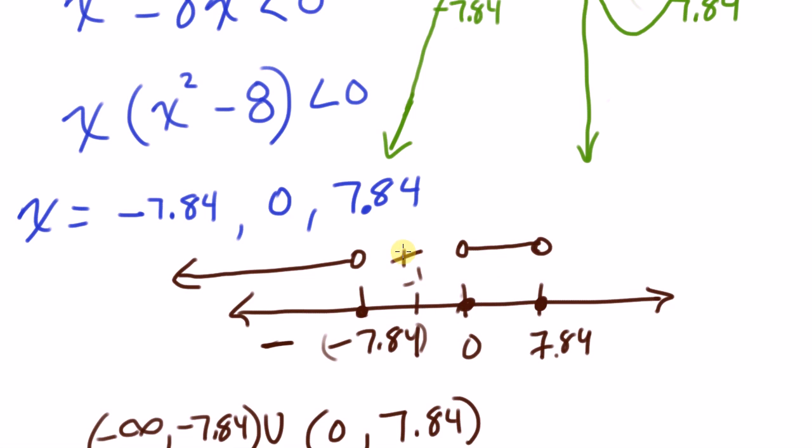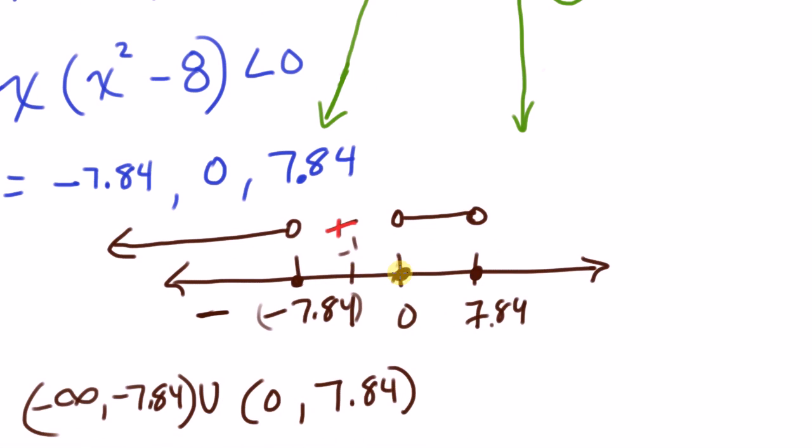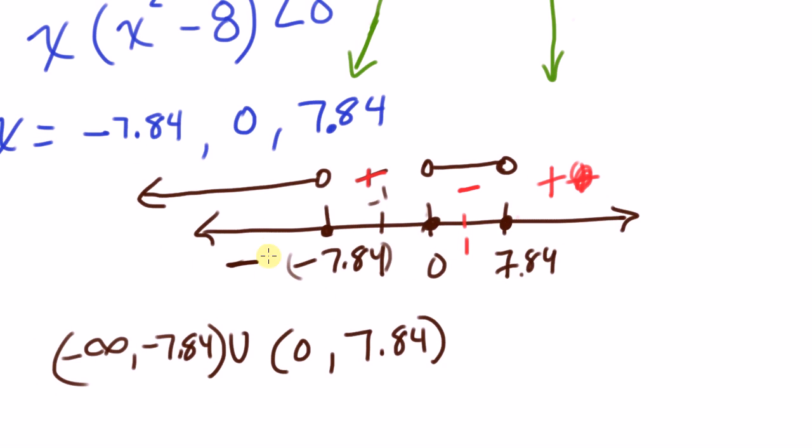Alright, so this is going to be a positive value. In between 0 and 7.84, I'm just going to choose 1. So I stick 1 in here, I square, I get negative 7. So it's a negative number times a positive number. That's going to give me a negative number. And then from this point out, it's going to be a positive squared, a really big positive squared. So this is going to be positive, and then the positive, and I get positive times positive, which is positive. So then you can see that these values are less than 0, and these values are less than 0.